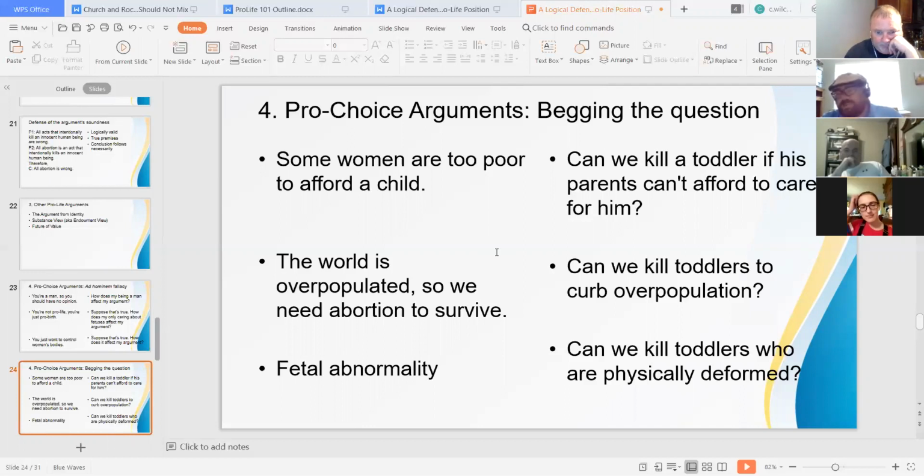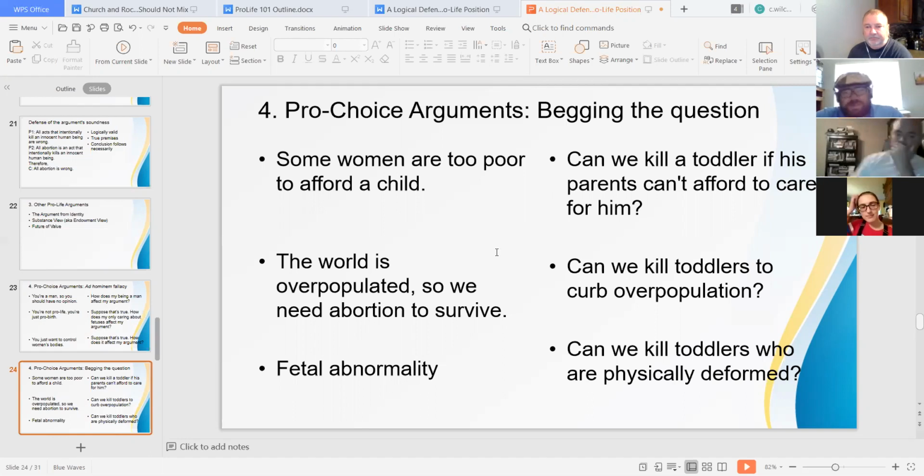What about overpopulation? Well, would it be permissible to round up all the toddlers in the world and kill them to curb overpopulation? Well, no, obviously that wouldn't be acceptable. So assuming the world really is overpopulated, we can't use that as a justification for abortion. And what about fetal abnormality? Well, again, can we kill toddlers who are physically deformed to save them future suffering? Well, no, we can't do that. So it's not permissible to kill fetuses either.